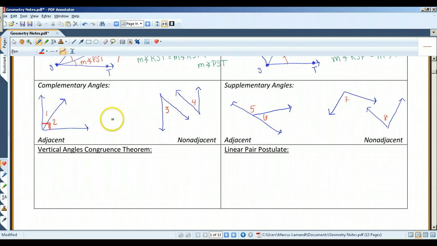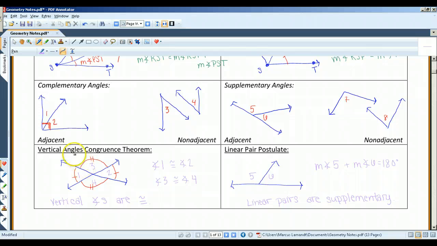Complementary angles and supplementary angles can be adjacent, meaning attached, kind of like this one here, or this one here, or they could be non-adjacent, like these. So if this one was 40 degrees and this one was 50 degrees, they're complementary because they add up to 90, but they're not adjacent because they don't share a side. Same thing over here, these would be non-adjacent. Adjacent angles, once again, are angles that have a common vertex and a common side, but they have no common interior points.